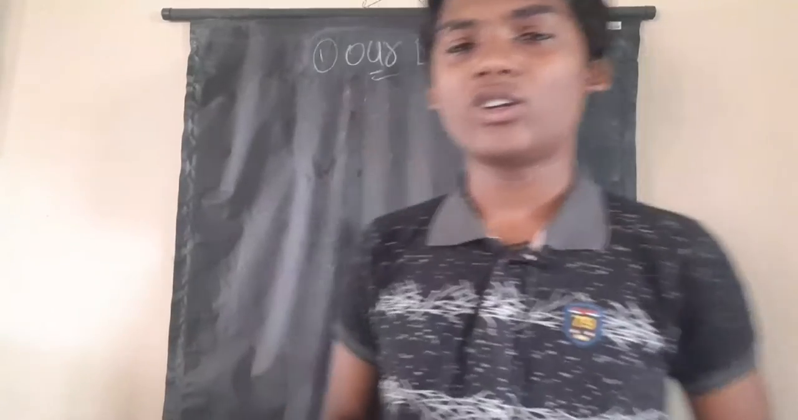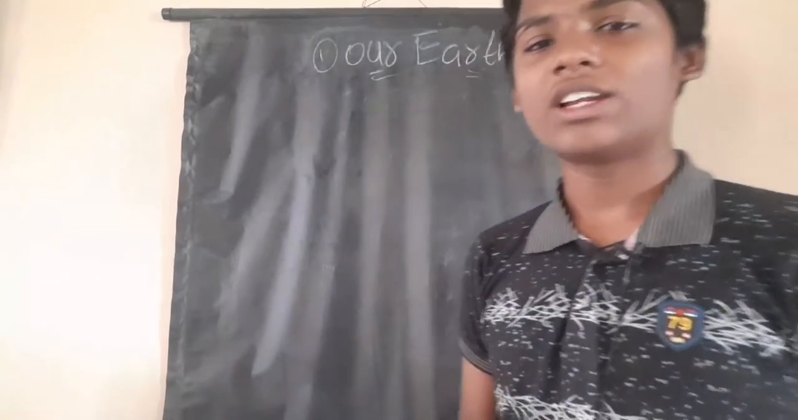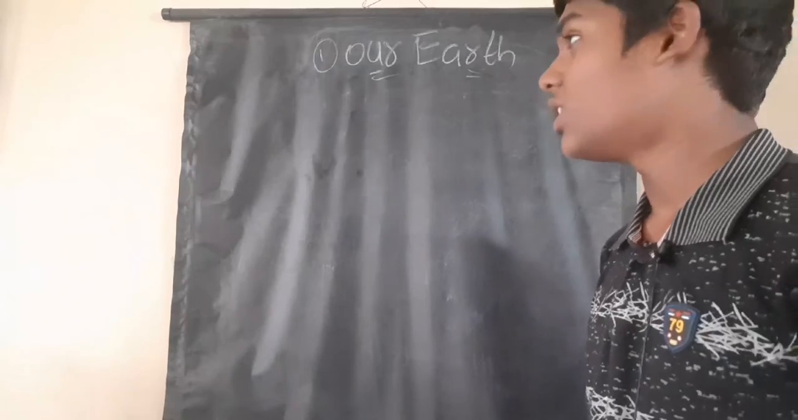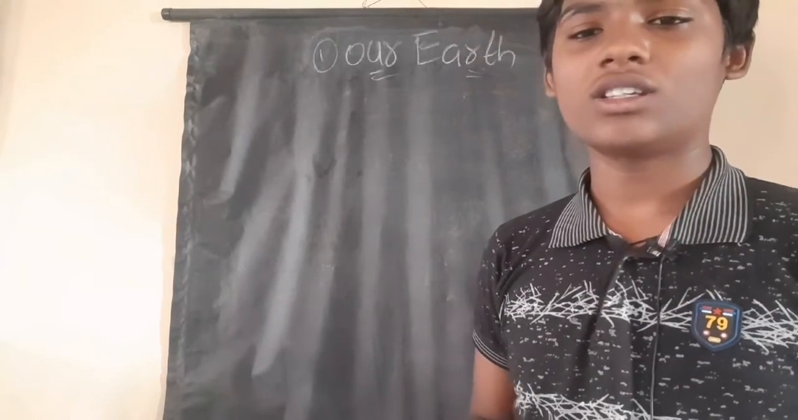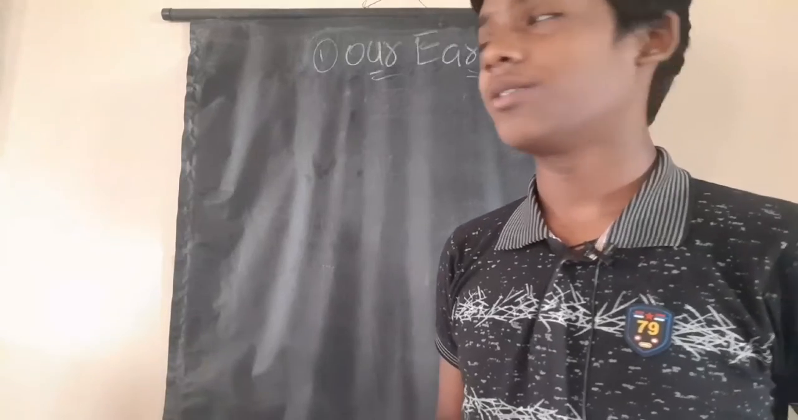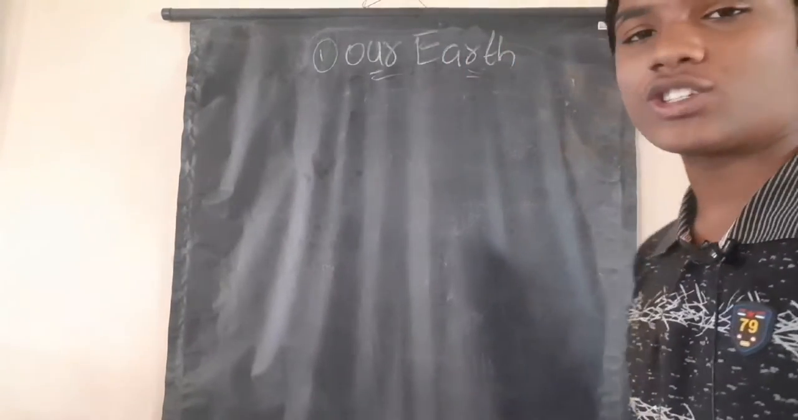Today we are going to continue the class of class 9 first lesson, our Earth. Yesterday we discussed the universe and the things in the universe. Now we are going to discuss the solar system.